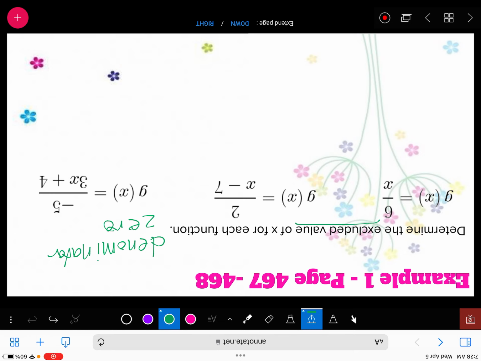So looking at this first one, a, I don't have the values here. My denominator is x, so I want to know when the denominator equals 0, which is when x equals 0. So x cannot equal 0. And this little symbol here, an equal sign with a diagonal through it, says cannot equal. X cannot equal 0.